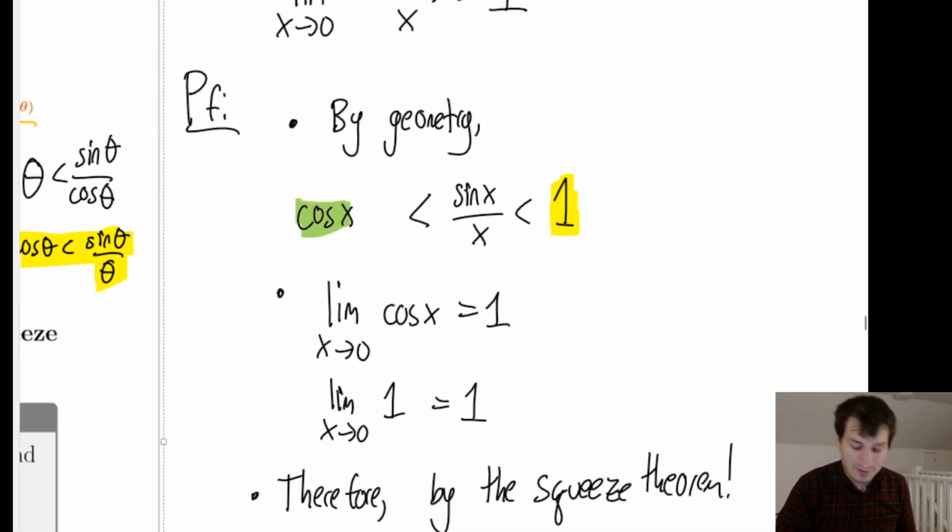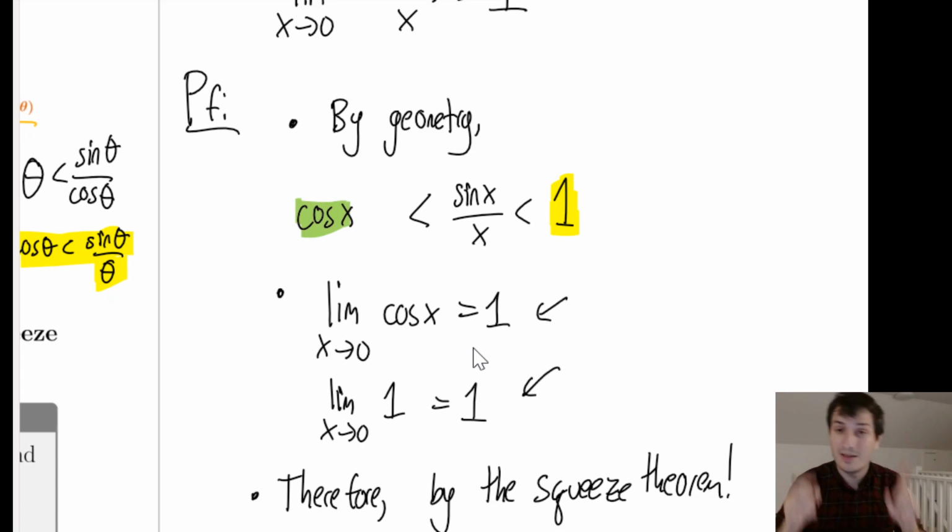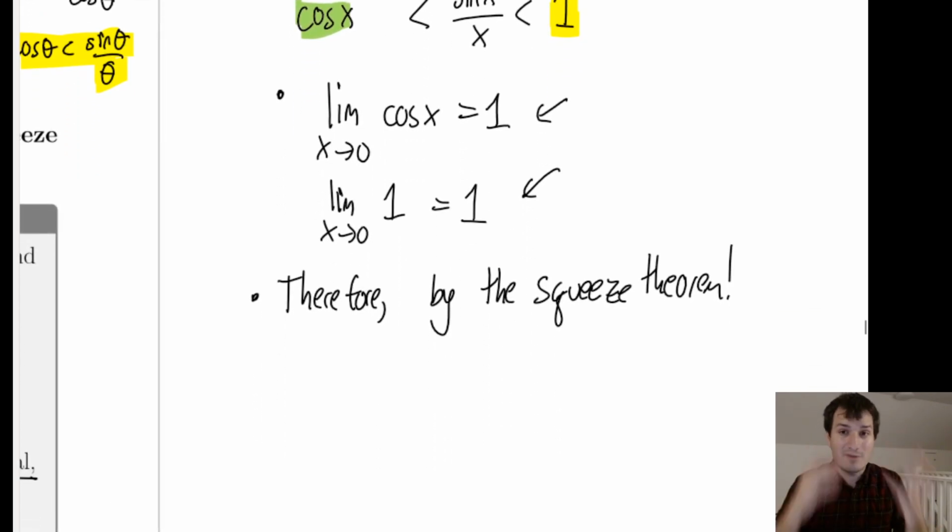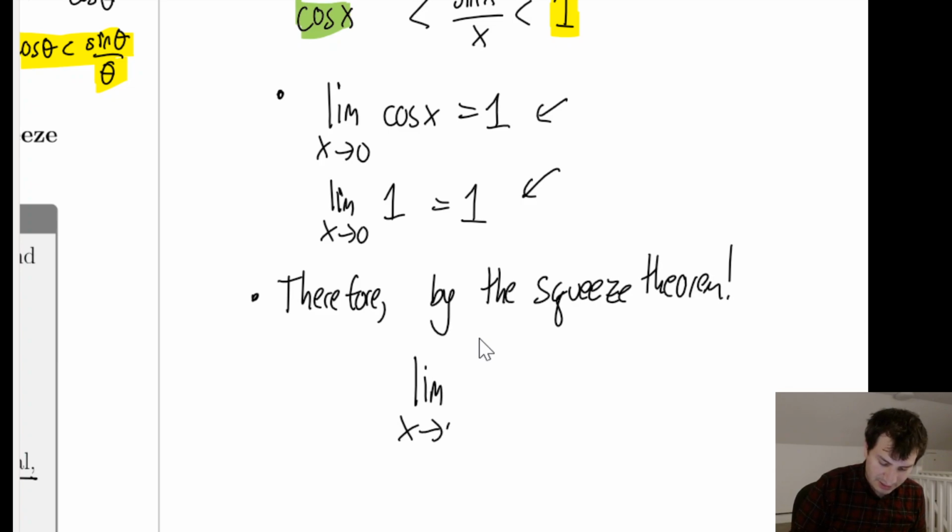We need the limit of the two squeezy guys, the upper and lower guys. They need to be the same, and they need to both exist. In this case, it works. They're both 1. So by the squeeze theorem, we have all the conditions. Therefore, by the squeeze theorem, the limit as x goes to 0 of sine of x over x equals 1.